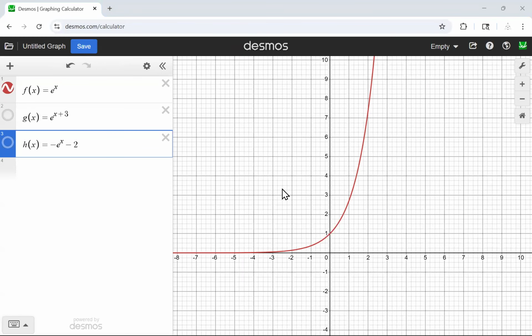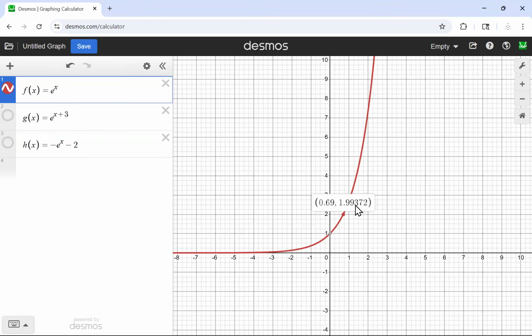So the base function, f of x equals e to the x, is pretty straightforward. It looks like our standard exponential function whose base is greater than 1, since e is that 2.71828 number. You can see that when you plug in 1, what you'll get is 2.71828 as my y value. Again, that's a rounded number. That's not the exact value of e because e is irrational.